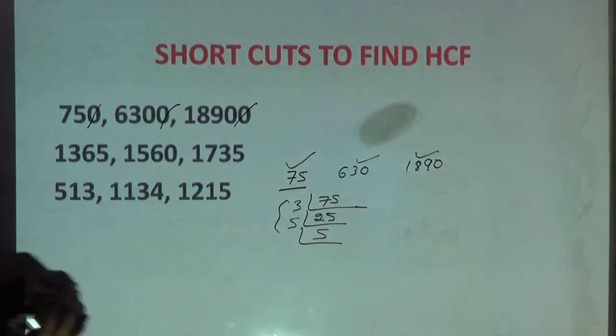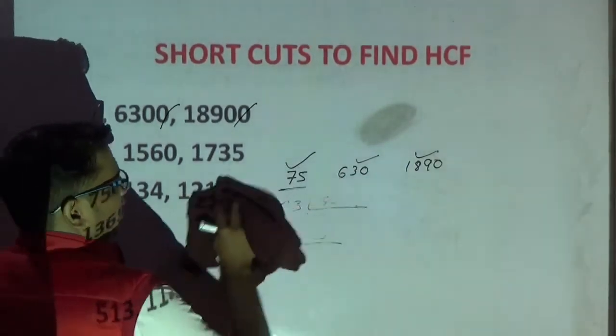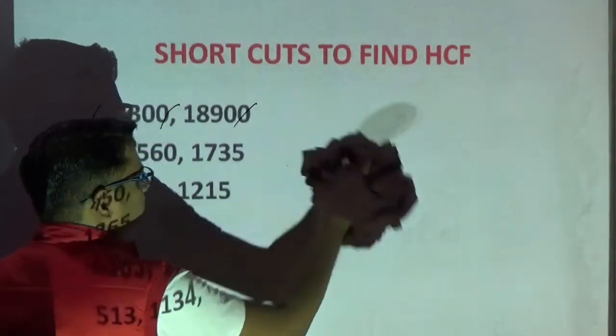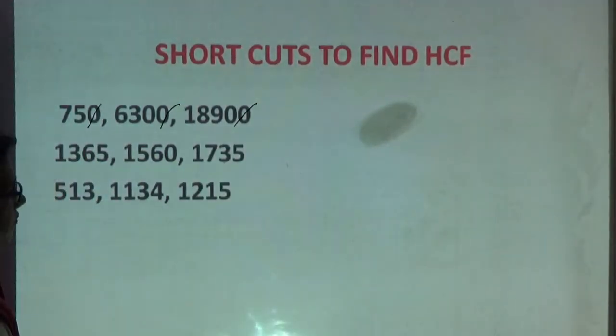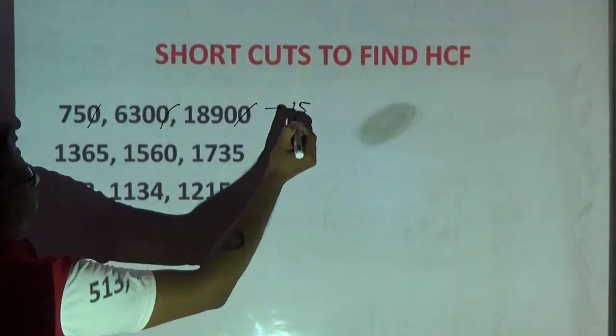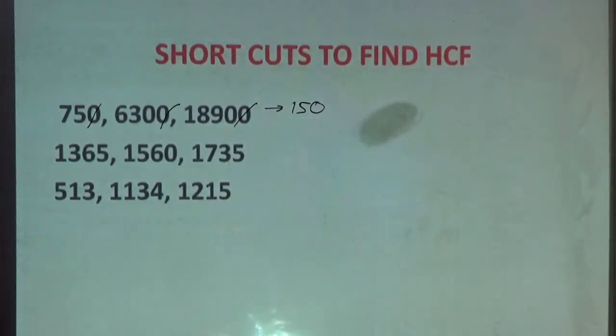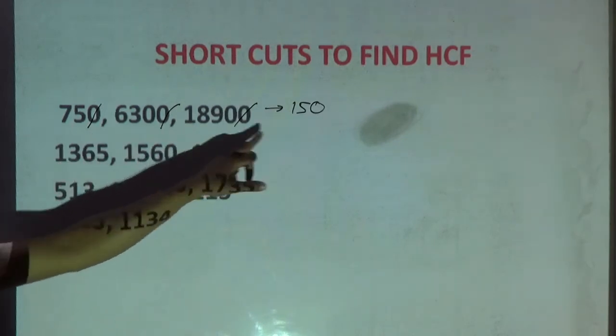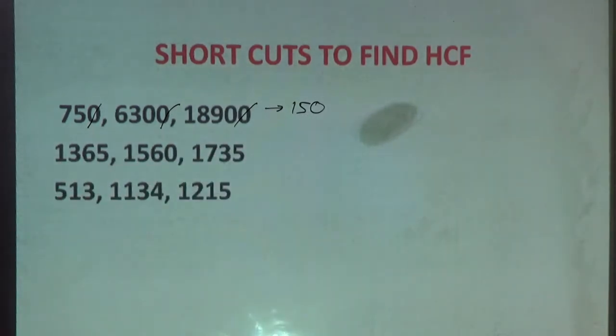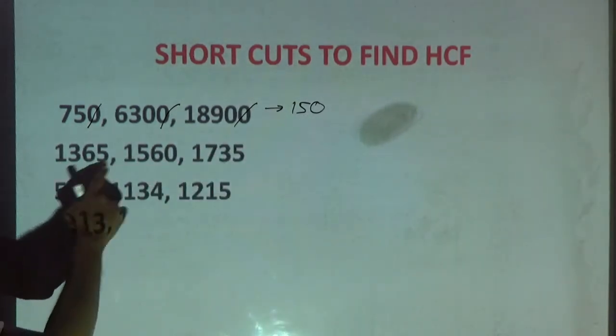HCF is 15. See how quickly and accurately I am finding the HCF. The HCF is 15. But what I have done is I have ignored the zeros in the beginning, right? So that I will consider. The HCF is now 150. Initially I ignored zeros, then I put them here. So that's my HCF. Next, I need to find out the HCF of these three numbers.